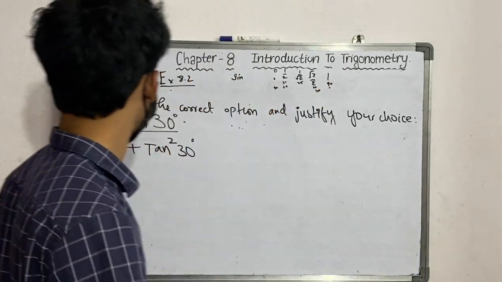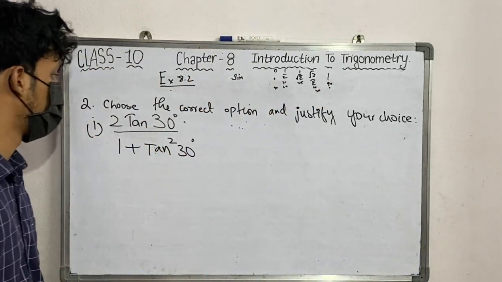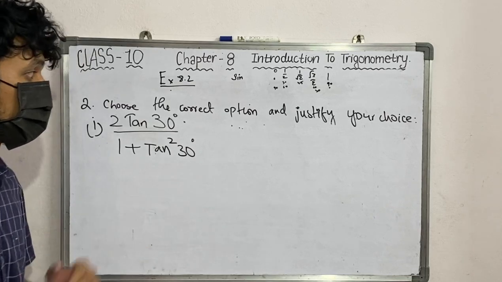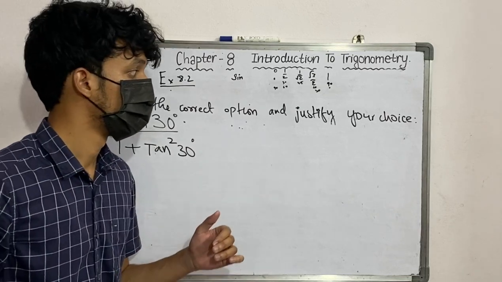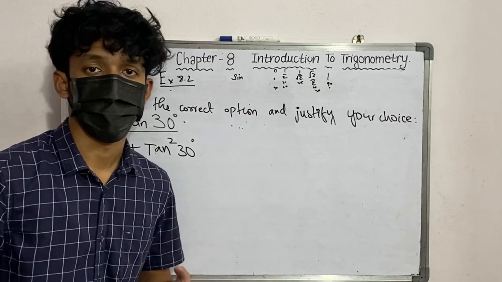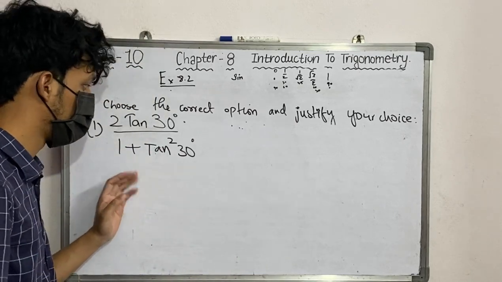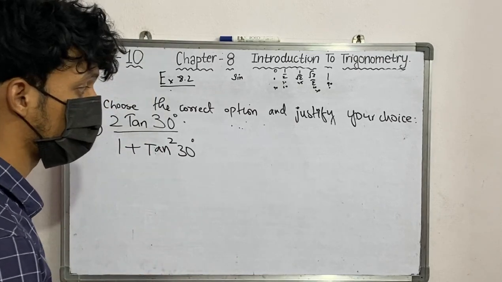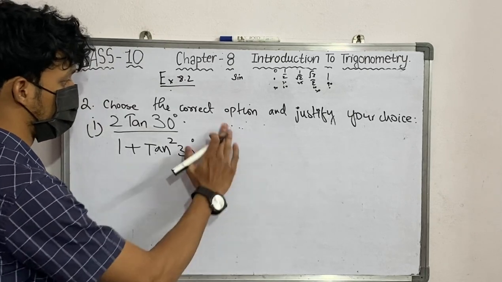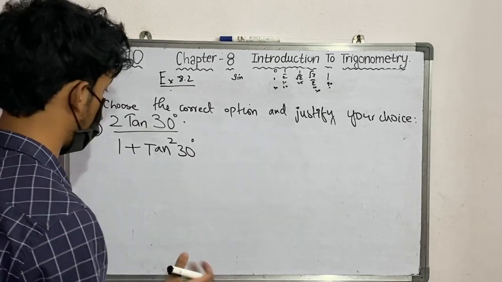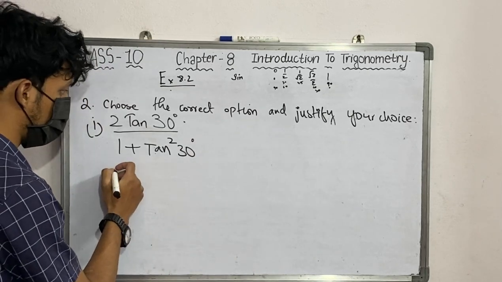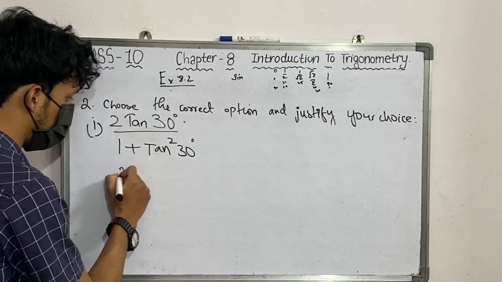Today in this video, we are going to start with the second question, that is: choose the correct option and justify your choice. Choices are given in this question, so you need to find the answer and select the correct choice, like sine, cos, tan. I haven't written the choices, so now we will solve it.